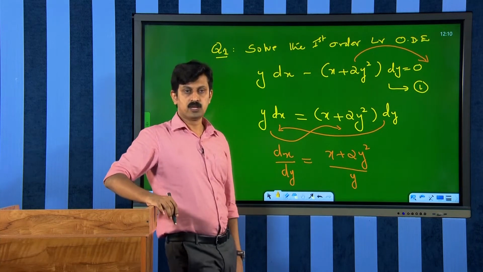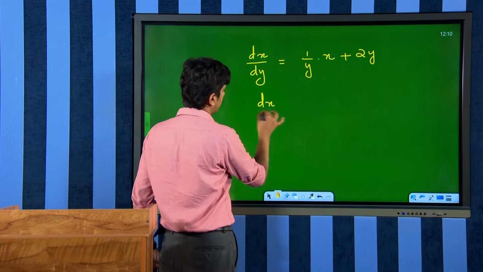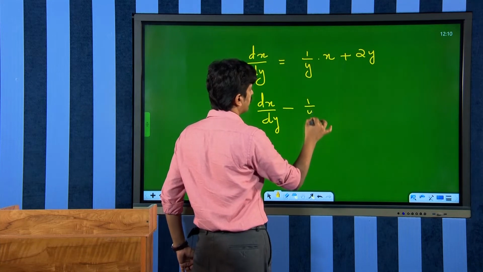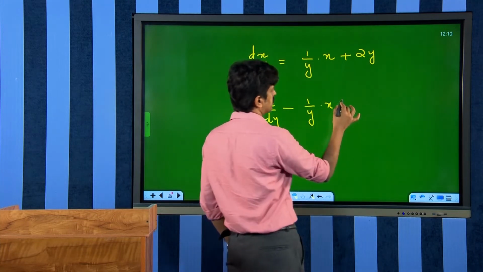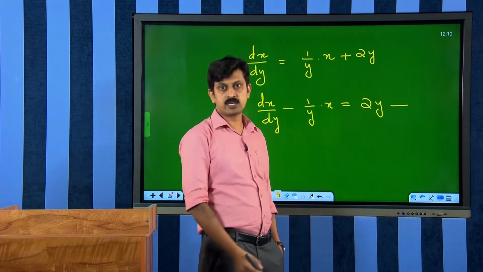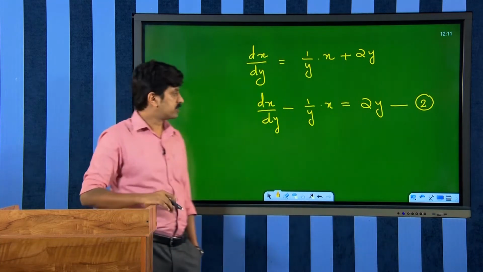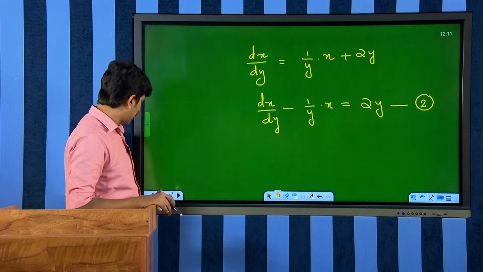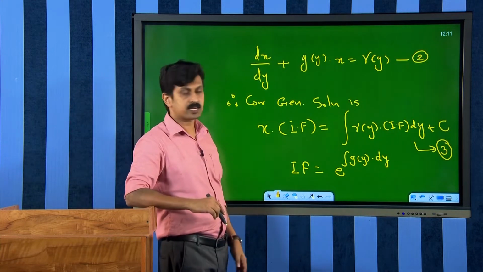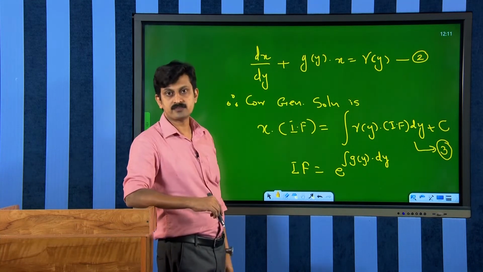Now we have dx divided by dy minus 1 by y into x is equal to 2y. This is our new equation, equation number 2. We can compare to the general form, where we have dx by dy plus some g of y times x equal to r of y.